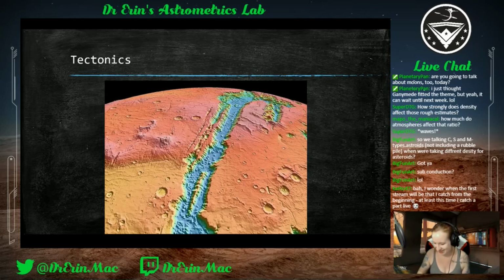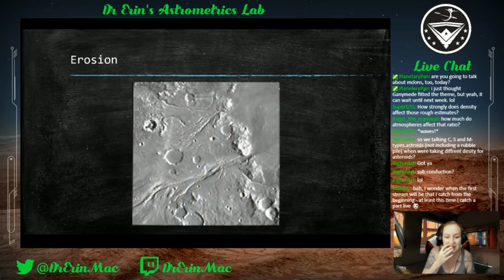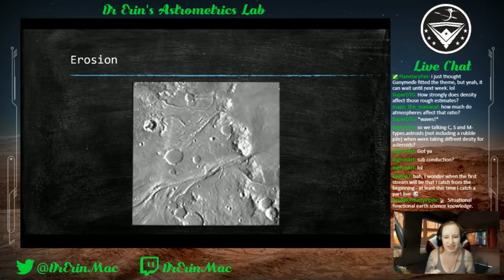No worries at all. All right, and then erosion. So erosion is kind of the enemy to planetary geology, because it erases the history of the stuff that's happened there.